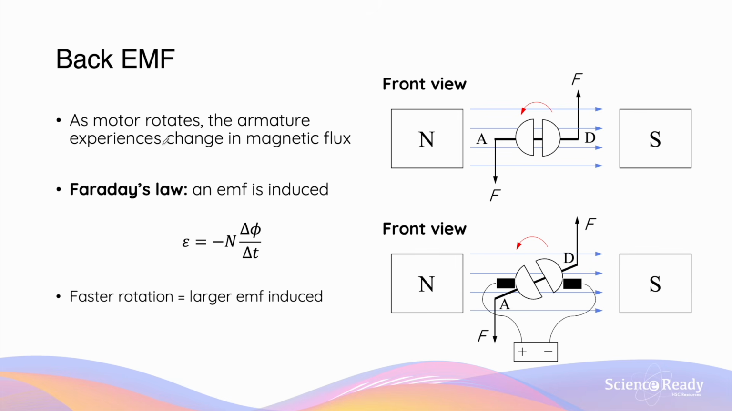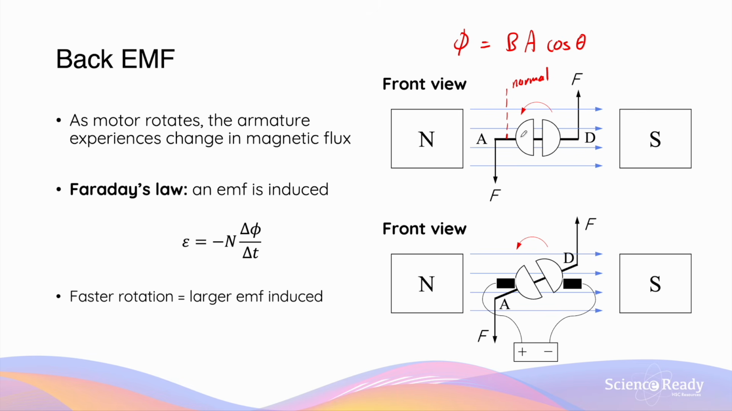As the armature of the motor rotates, the armature will experience changes in magnetic flux. This is because magnetic flux, or phi, is given by B multiplied by A multiplied by cosine theta. The angle theta is the angle between the normal drawn from the plane of the armature and the direction of the magnetic field. So when the armature is parallel or horizontal to the magnetic field, the angle between the normal and the plane of the armature is perpendicular, or 90 degrees.